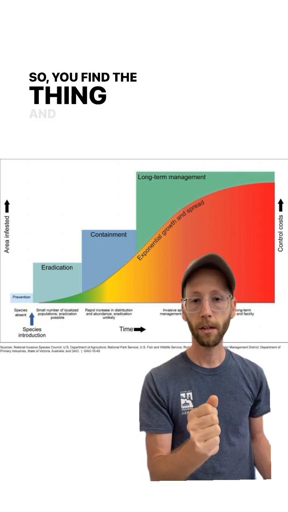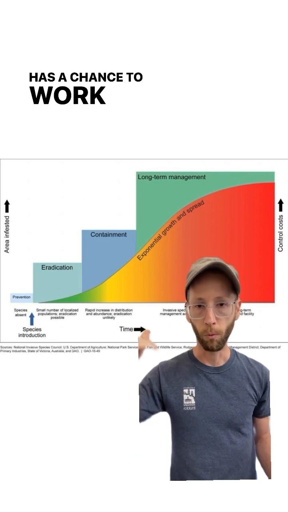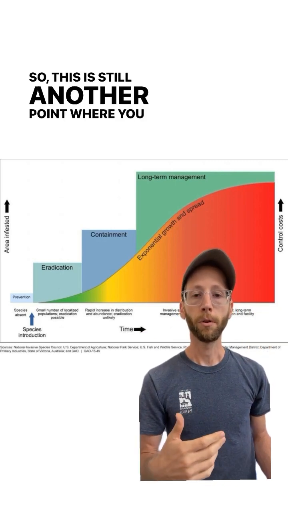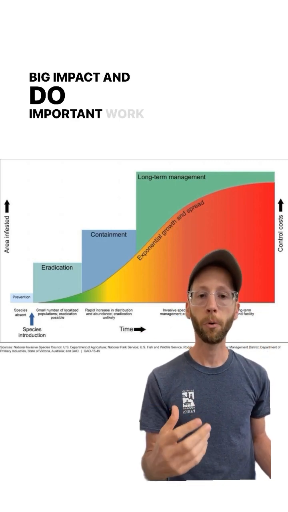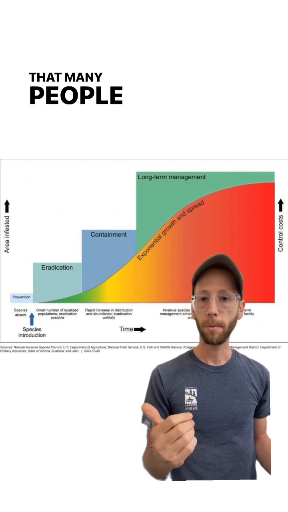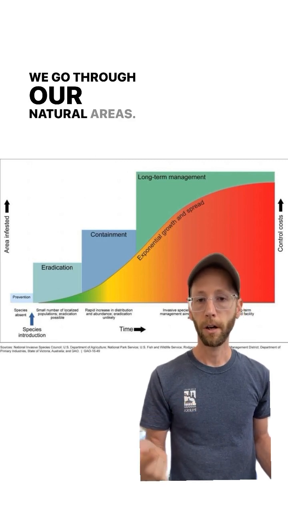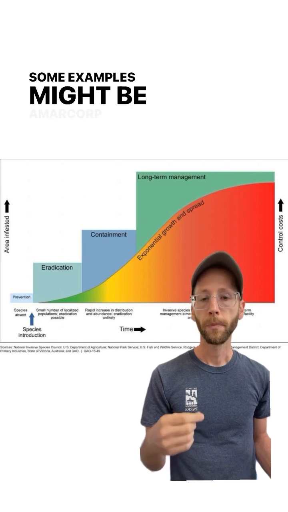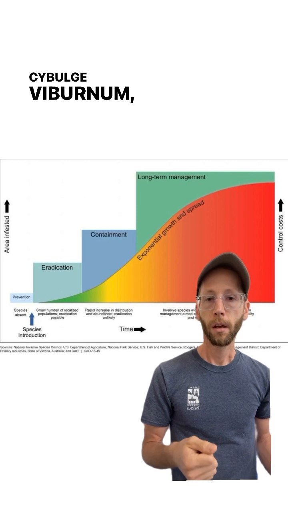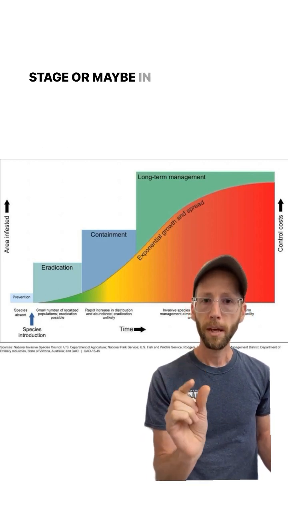So most people don't know that this organism has escaped, but it is starting to pop up certain places, but in low numbers, right? So this is where you have what's called early detection, rapid response. So you find the thing and you respond right away before it has a chance to work its way up the curve, right? So this is still another point where you can have a really big impact and do important work, usually on species that not that many people know much about. And we are finding these as we go through our natural areas. Some examples might be Amur cork tree, double file viburnum, Seibold's viburnum, weeping cherry. They're kind of in this stage or maybe in the next stage.